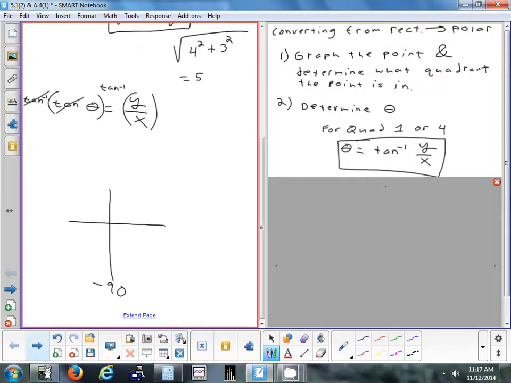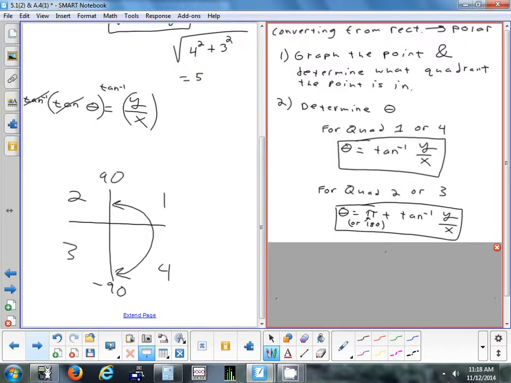Negative 90 is down here. Positive 90 is up here. So you're always going to be getting an answer somewhere in one of these two quadrants. Okay? That's quadrant 1 and quadrant 4. If you just use inverse tangent of y over x, you would never get an answer in quadrant 2 or 3. But it's easily possible to have a point there.